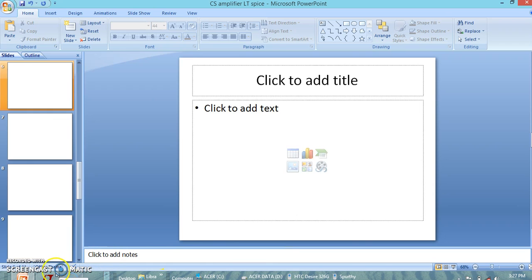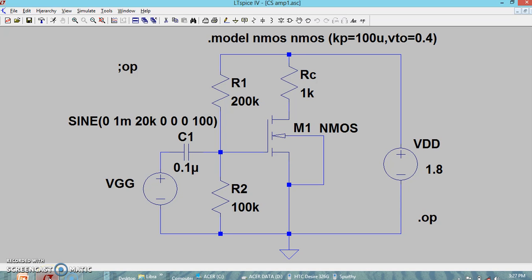So we shall go back to LTspice. Now this is the exact circuit that we are looking at. I have applied an input voltage which is a sine wave, and the same R1 and R2 that we designed are connected. First of all, let me do the .op, which will give the DC conditions.